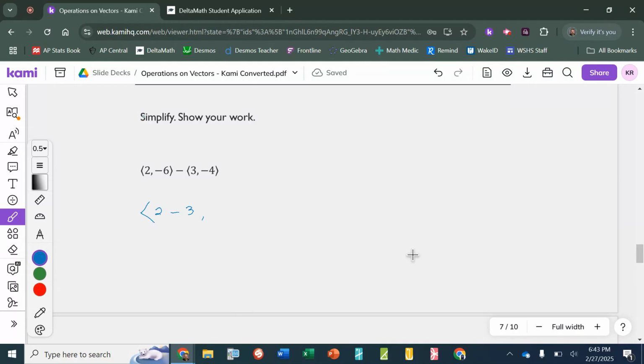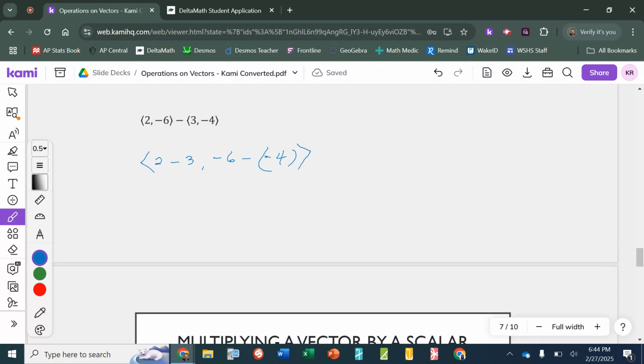My second components in each vector are negative 6 and negative 4. And I have to perform the indicated operation, subtraction, on them. So I'm going to simplify. 2 minus 3 is going to be negative 1.